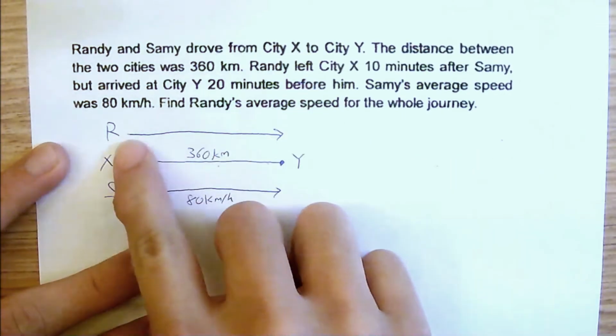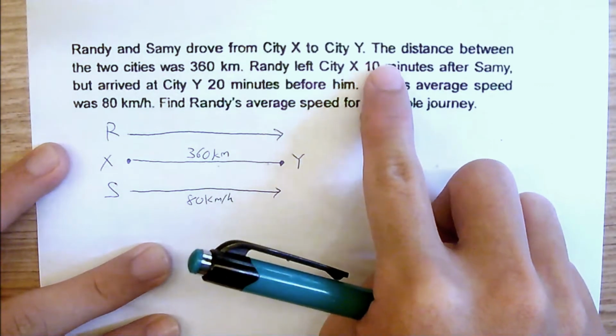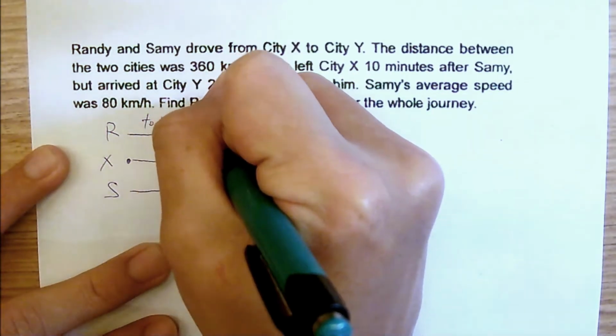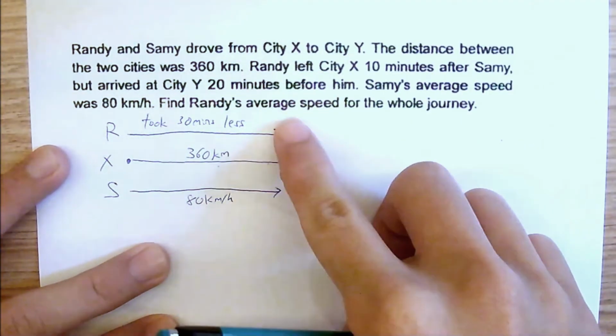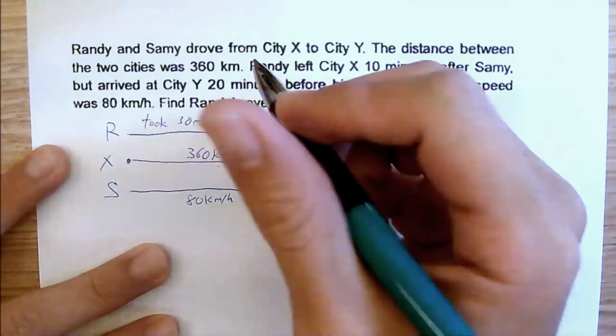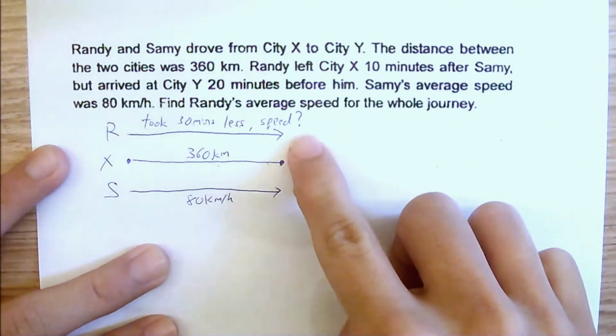Okay, now for Randy, you cannot really put it down over here. But what you can write is that Randy took 30 minutes less. This is all the information that's inside the paragraph that you can throw inside a model. Now they're asking for Randy's average speed. So speed, question mark. This is what we'll be looking for.